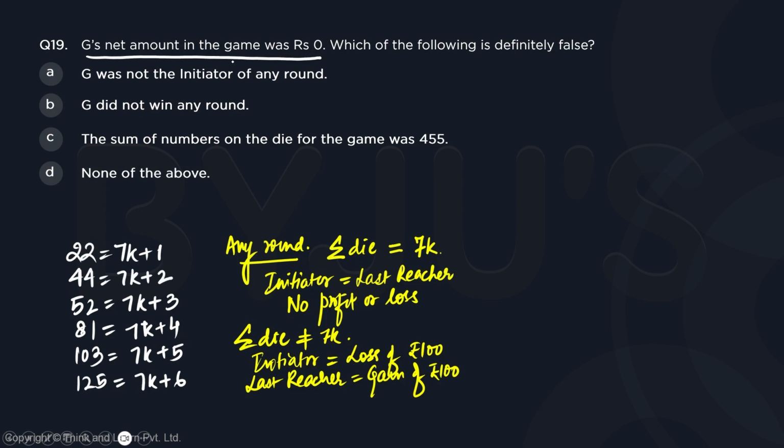So which of the following is definitely false? G was not the initiator of any round. This may be true. This is not definitely false. Even if he is not the initiator, he can be just an intermediate person who gets the turn, he earns 100 and then he passes on his 100 rupees.